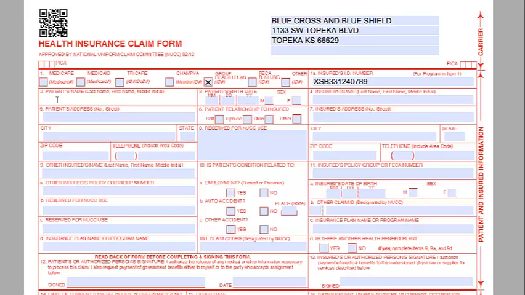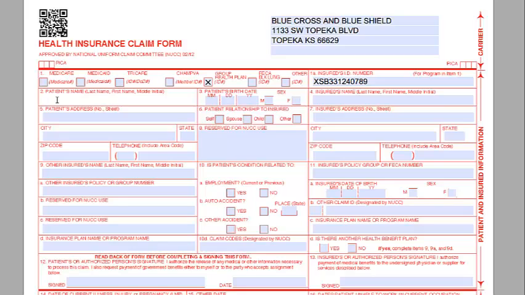Item number 2 is where I put in the patient's name. Now, if the patient and the insured are the same, then I'm going to put the patient's name in box 4. The only time I need to put anything in item 2 is if the patient and the insured are different. In this particular case, we have a husband and a wife, and the wife is a dependent on the husband's insurance plan. So I'll be putting her name in here.